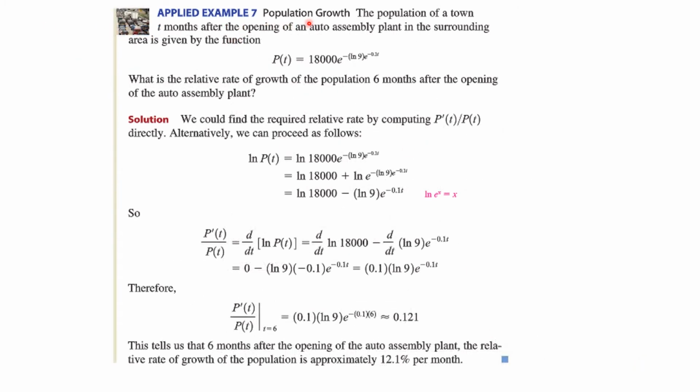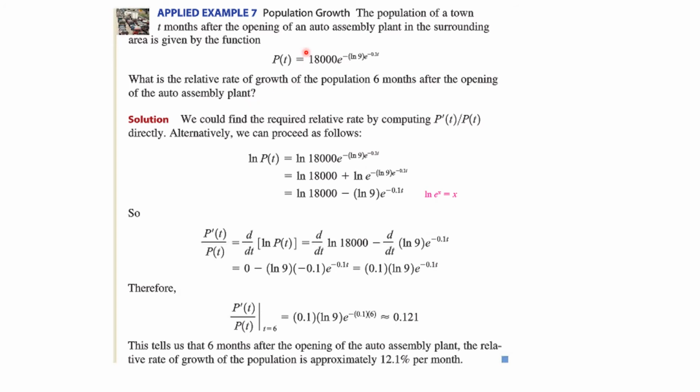Here's an applied example. The population of a town t months after opening is given by P of t equal to 1800 e to the minus ln 9 e to the minus 0.3 t. What is the relative rate of growth of the population 6 months after opening the plant?